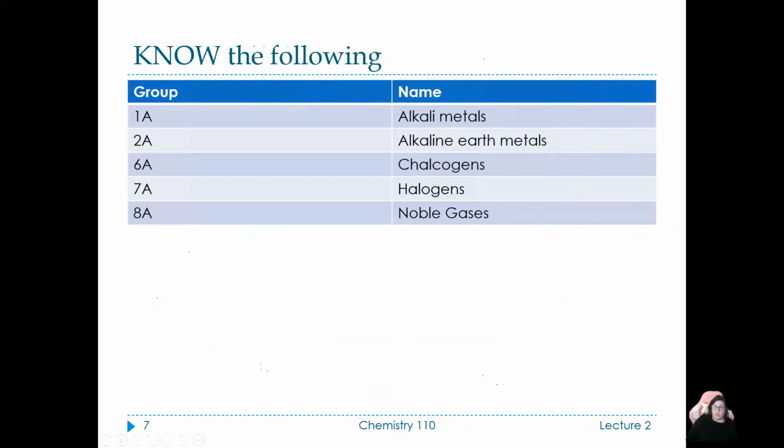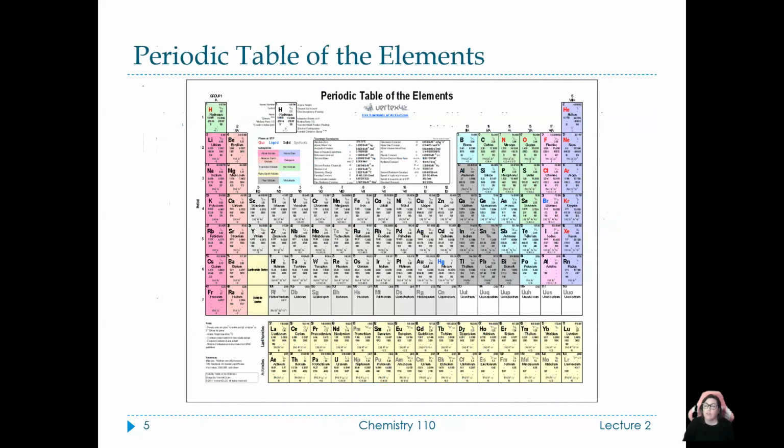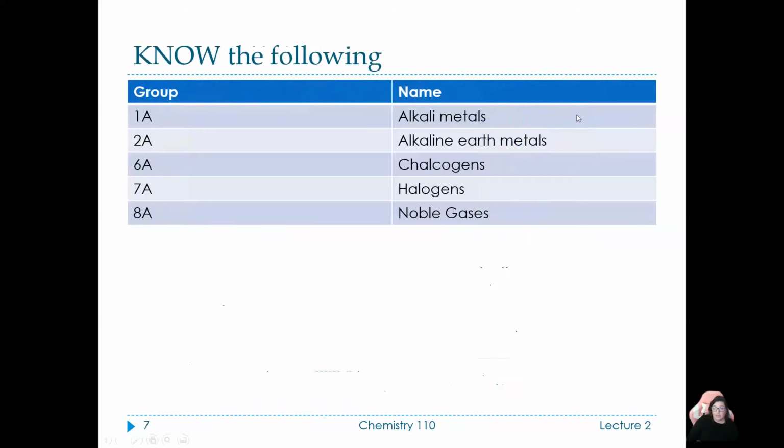So you need to know a couple of those groups, 1A, 2A, 6A, 7A, and 8A. So the alkali metals, the alkaline earth metals, the chalcogens, the halogens, and the noble gases. So let's look at those. So these are our alkali metals. These are our alkaline earth metals. These are our chalcogens. These are our halogens. And these are the noble gases. Okay, so that's what we have. Noble gas, halogen, chalcogen. I always do them backwards. But those are the ones that you're expected to know.